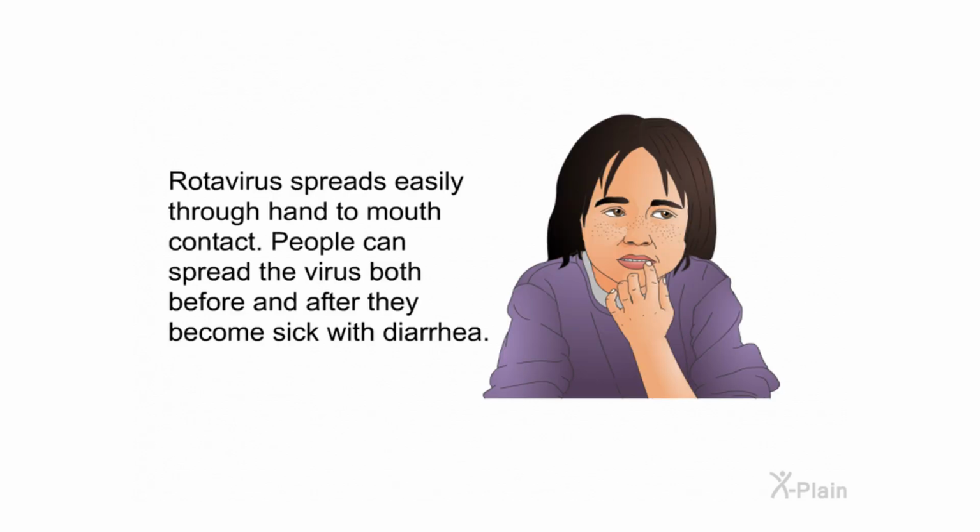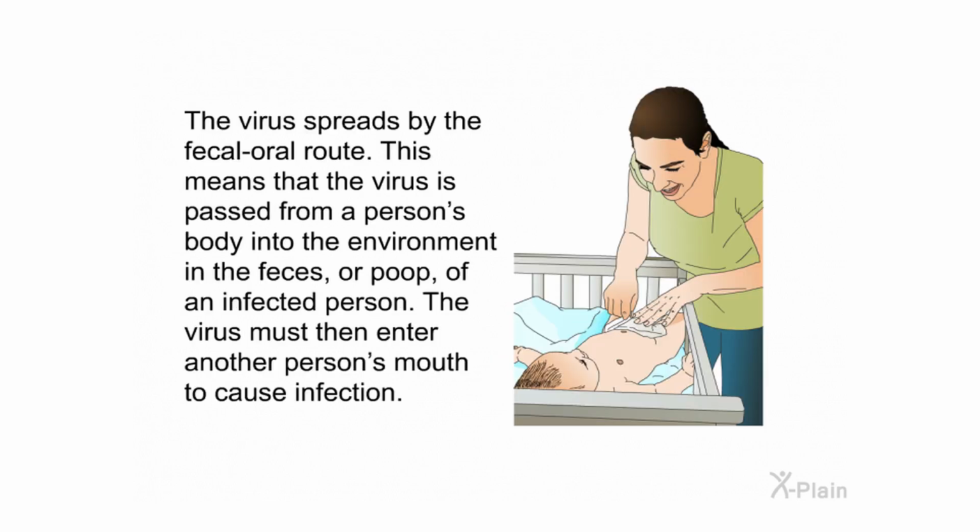Causes. Rotavirus spreads easily through hand-to-mouth contact. People can spread the virus both before and after they become sick with diarrhea. The virus spreads by the fecal-oral route.